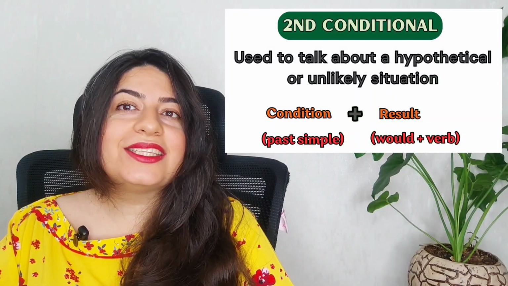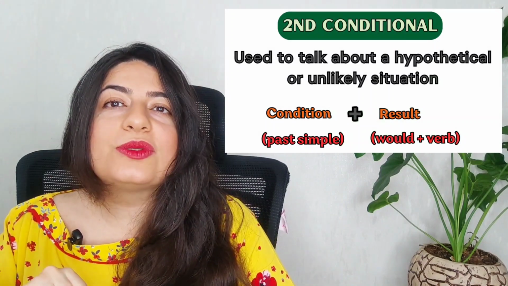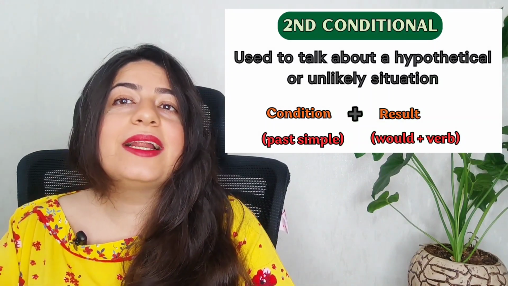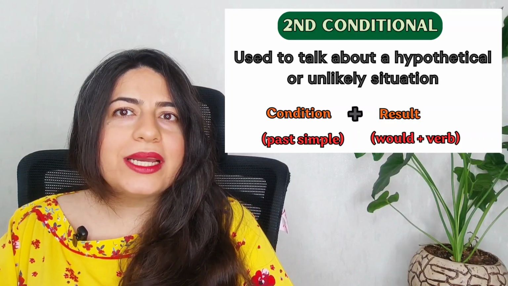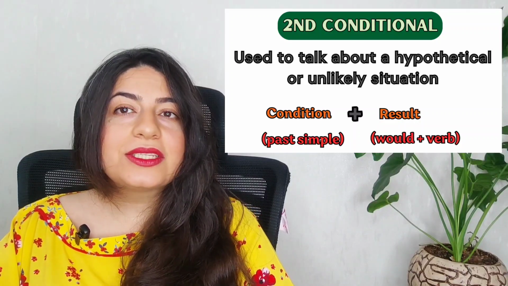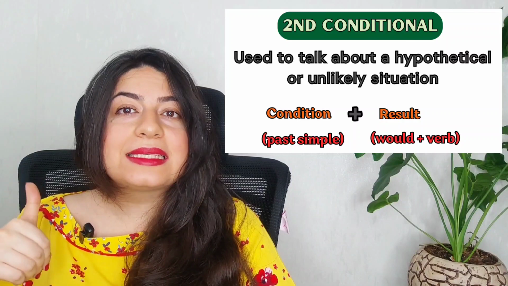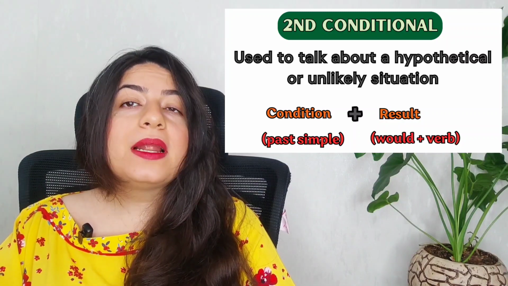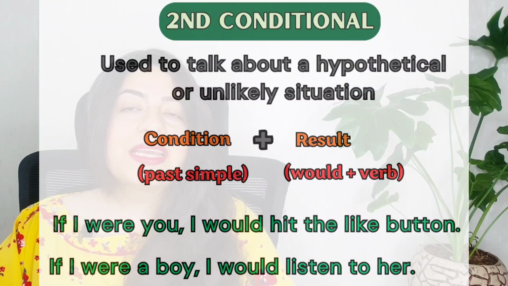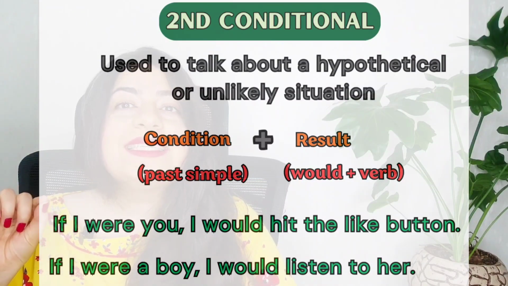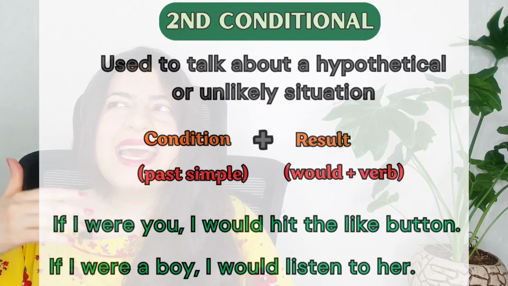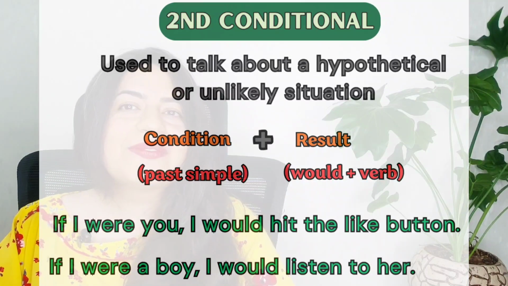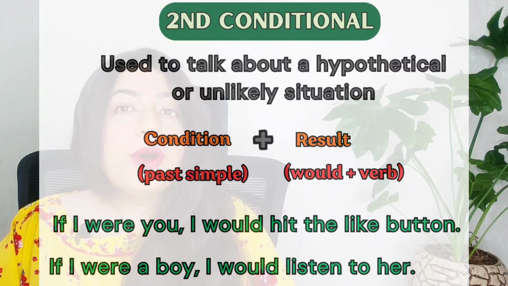Now, the second conditional, we're gonna use this to talk about a hypothetical or unlikely situation. With the condition, we're using the past simple, and with the result, we're going to use would plus the verb. If I were you, I would hit the like button. That is another suggestive hint using the second conditional. If I were a boy, I would listen to her.